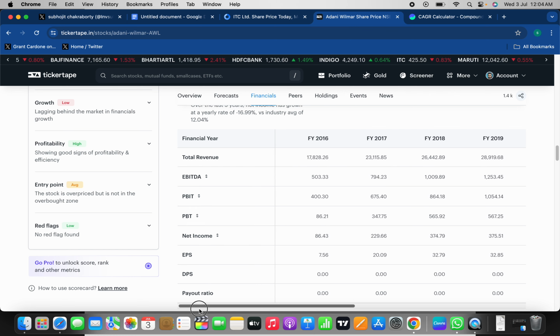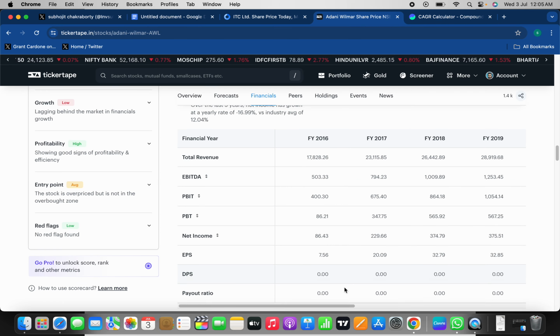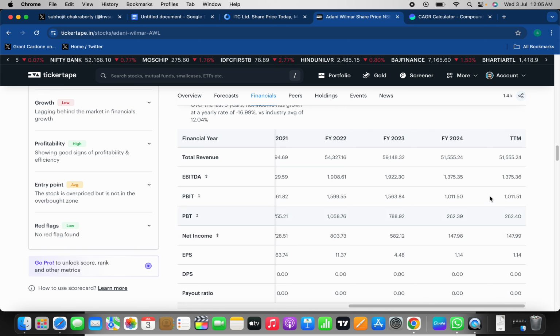Okay, next 2016: 17,826 crore. So let's see, 17,828 crore. You can see 728 crores, and the final part is how much? 59,148.